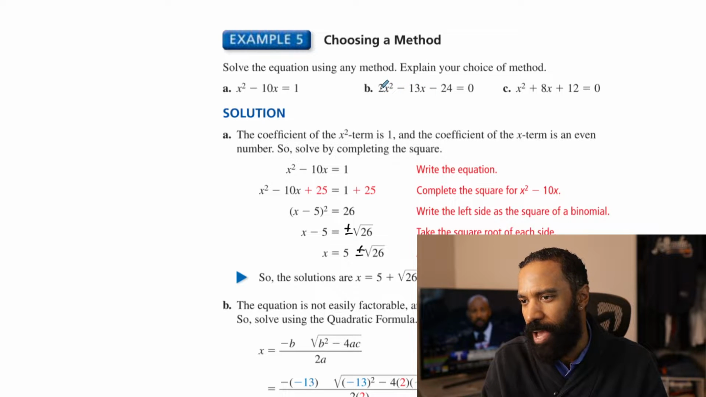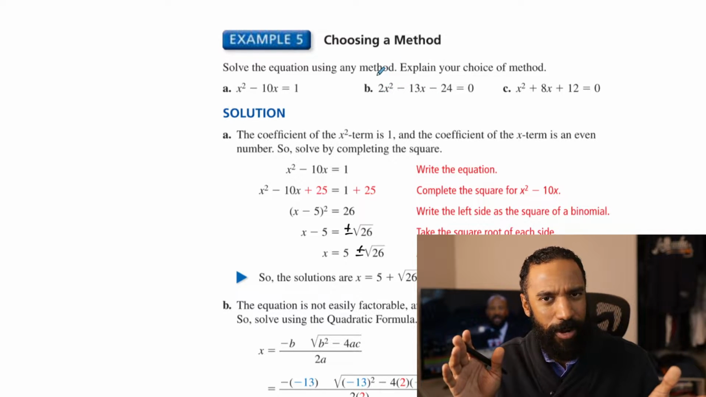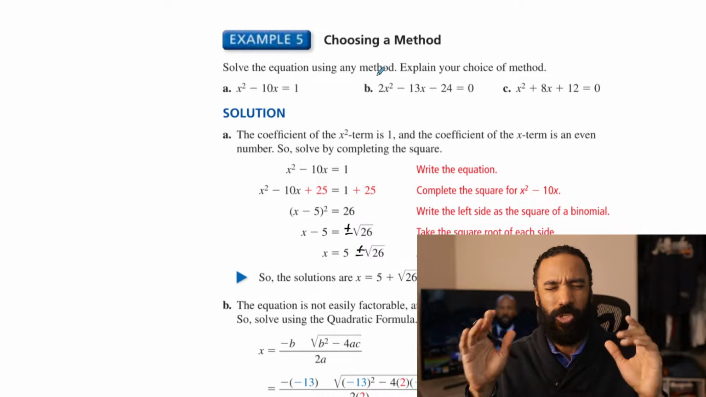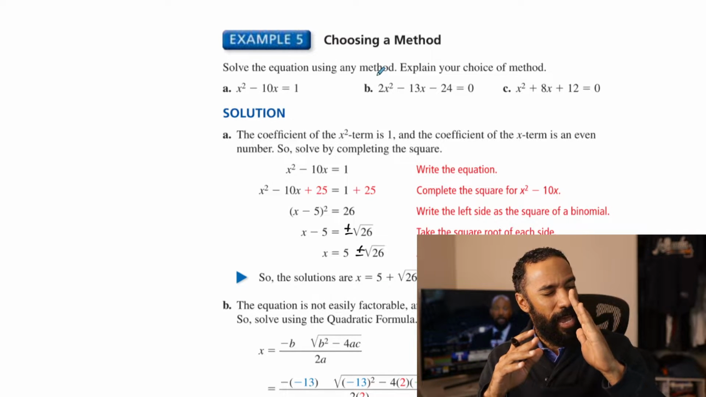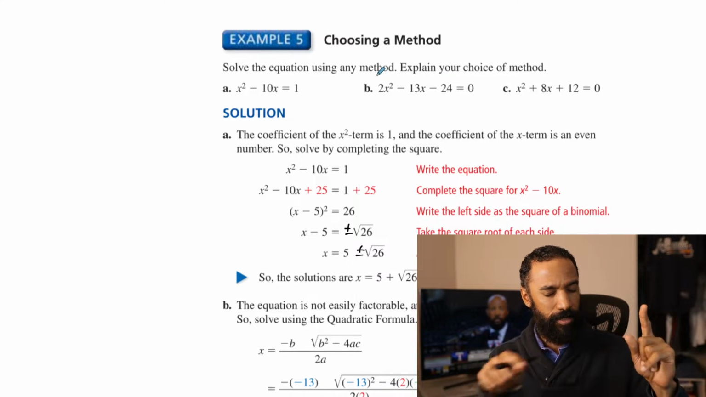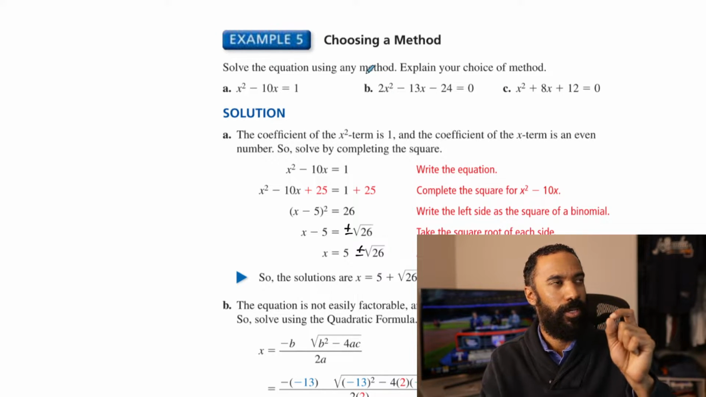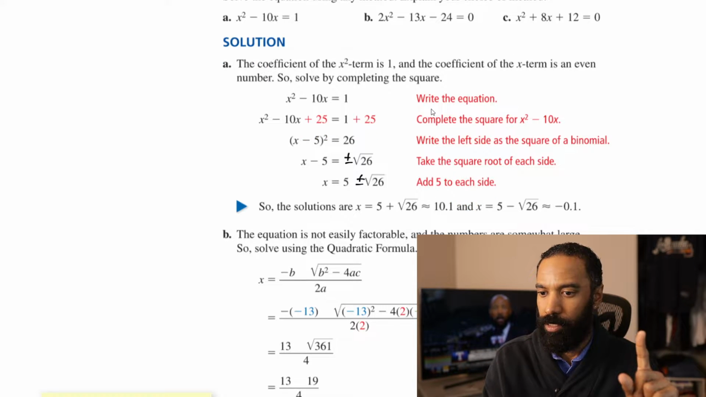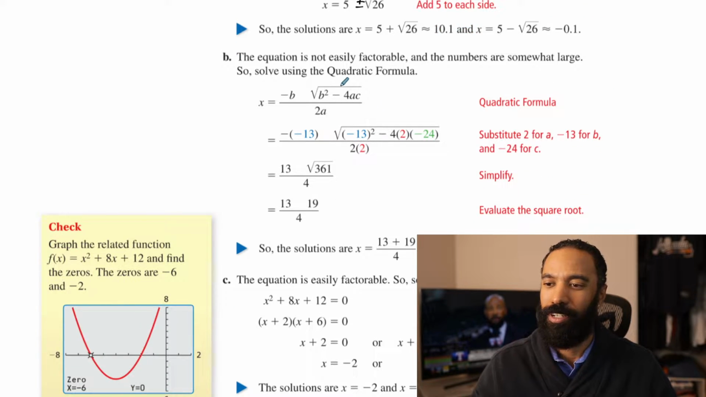Part B, if it was factorable, I'd go for it. This is something where I'd actually have to press my luck and see if I can get this if it's factorable. It is factorable. I'm getting 2x plus 3 times x minus 8. So x equals negative 3 halves, or x equals 8. They use the quadratic formula. But check this out.